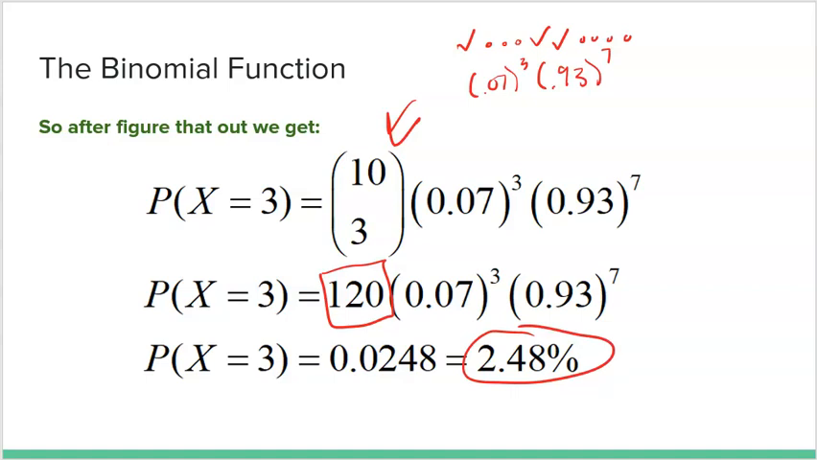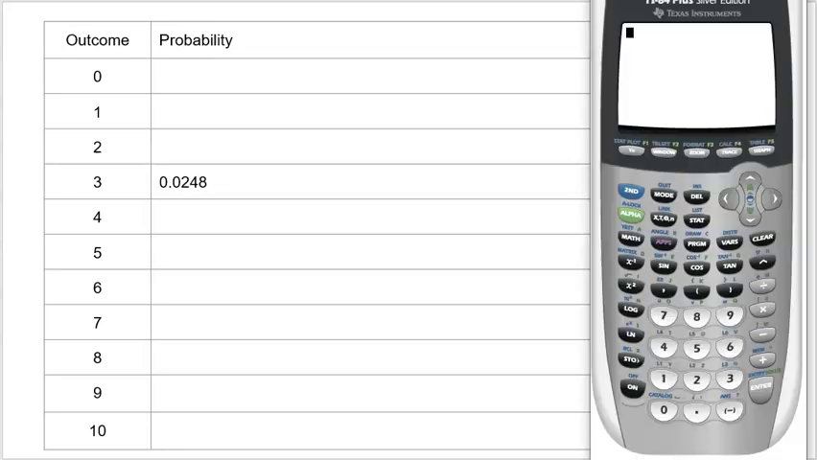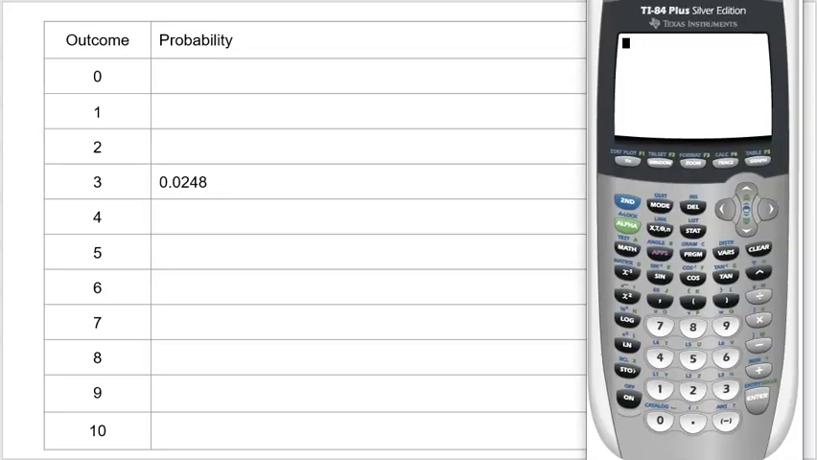Now listen, all we did was find the probability of 3 successes. We now need to find the probability of 0, 1, 2, 3, 4, 5, 6, 7, 8, 9, or all 10. But listen, if you understand the process, it should now go a lot faster with our calculator. So let's walk through this. Let's find the probability of 0 successes out of 10.